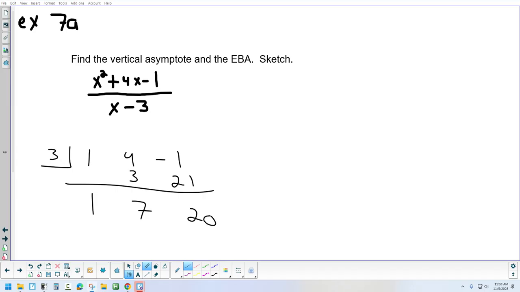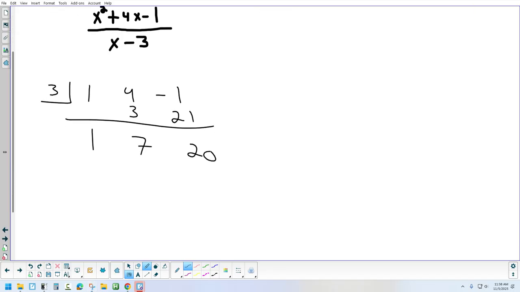Okay, so we've got our quotient, we've got our remainder. The part that we care about for the EBA is just the quotient. How would you write your EBA here? Would it be x plus 7 or x squared plus 7x? X plus 7. And so how would we write it as an EBA? Y equals x plus 7. You have to write something you could type in, so it would look like y equals x plus 7 on the calculator.